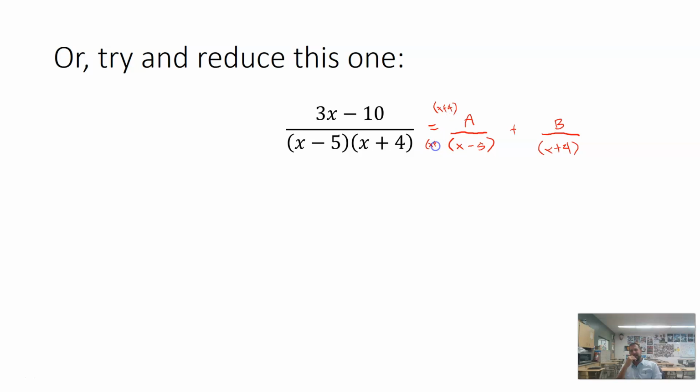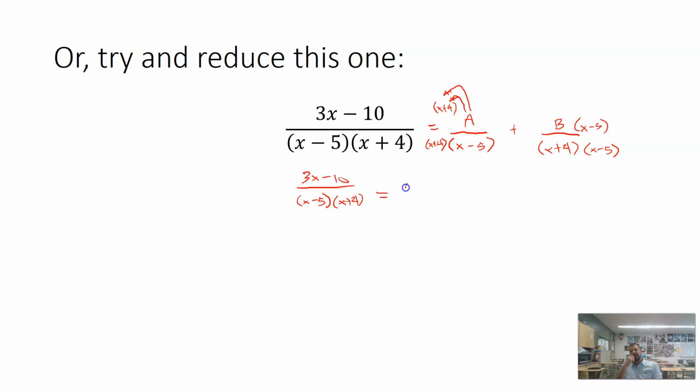So I'm going to multiply the first fraction by x plus 4. I'm going to multiply the second fraction by x minus 5, top and bottom. So what I have here is this fraction 3x minus 10 over x minus 5 times x plus 4. That's going to be equal to, I'm going to distribute the a into both of those terms.